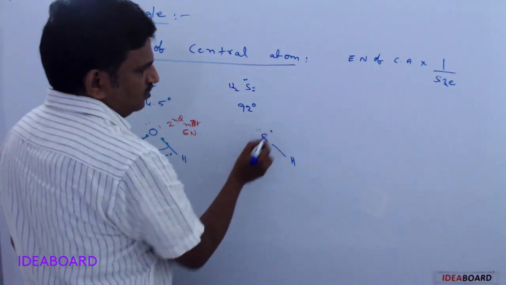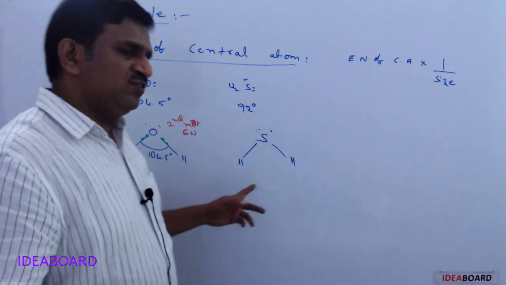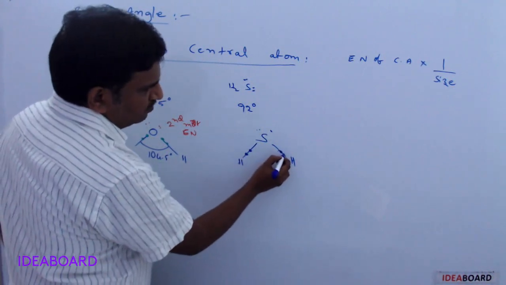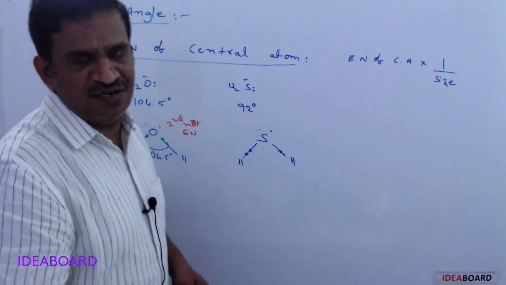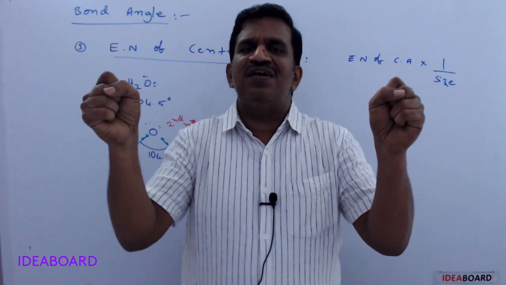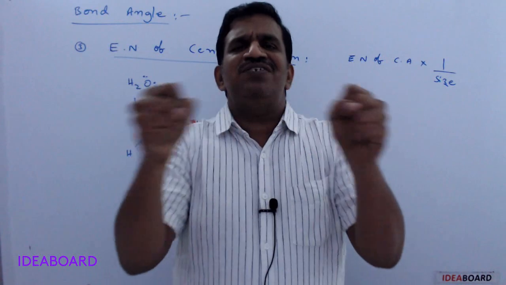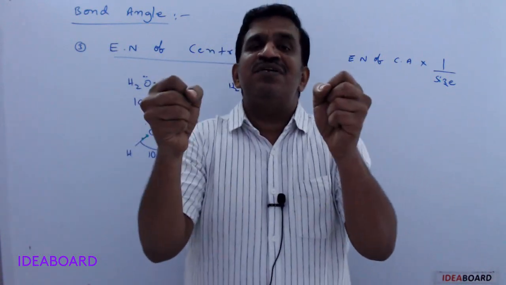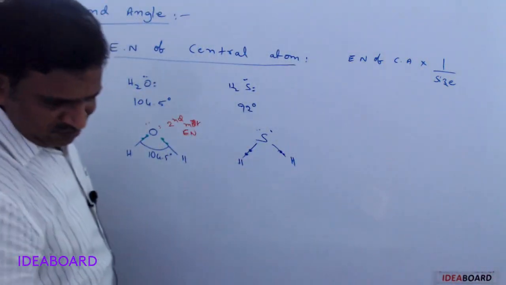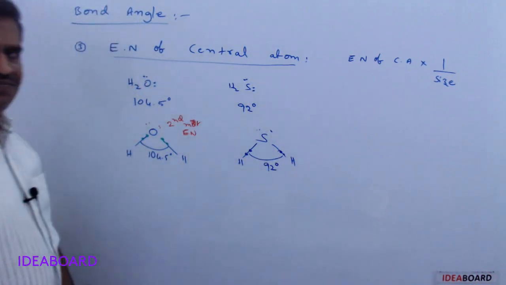But here, what happens? Here also it has two lone pairs and two bond pairs, but sulfur's electronegativity is less. When electronegativity is less, the bond pair electrons do not move close to the sulfur atom. They are not very close to the sulfur atom. Means here bond pairs are like this only, they are not like this. So when they are away, the repulsion between these electron pairs is less. When the repulsions are less, they will try to come closer, and the bond angle value decreases. So here the bond angle is 92 degrees.